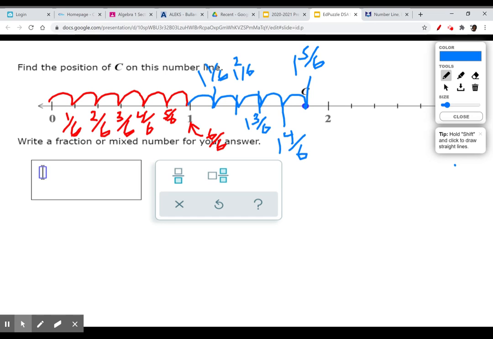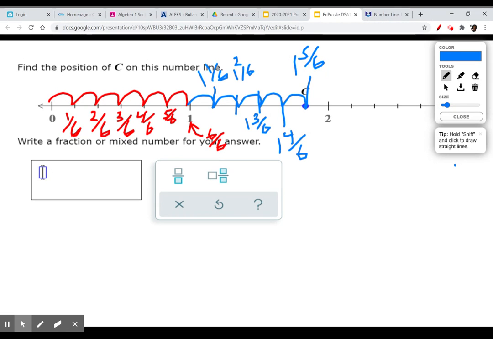So I had to count how many spaces this was being broken up into. I looked, if I was at 0, I'd have to take 1, 2, 3, 4, 5, 6 steps to get to the next hole. So this is broken up into 6 parts. Okay, so this is still being broken up into 6 parts. 1, 2, 3, 4, 5, 6 steps to get to the next hole.